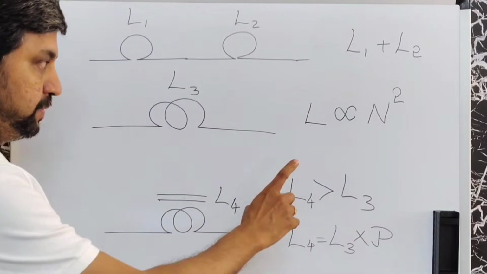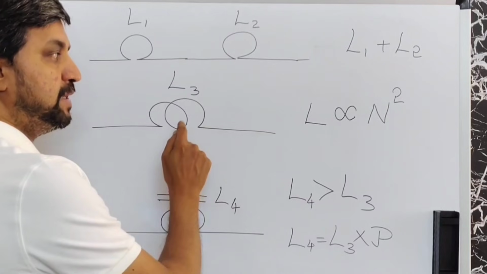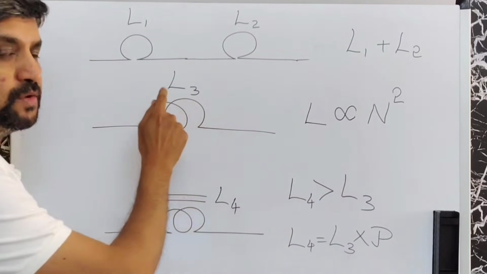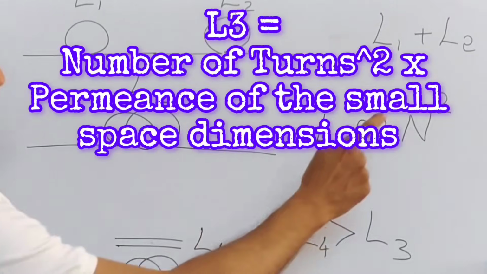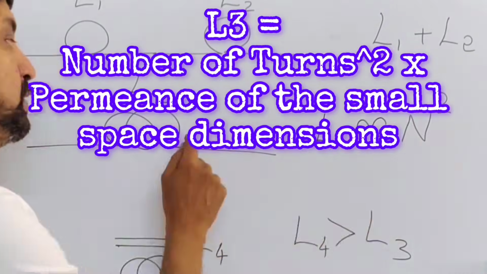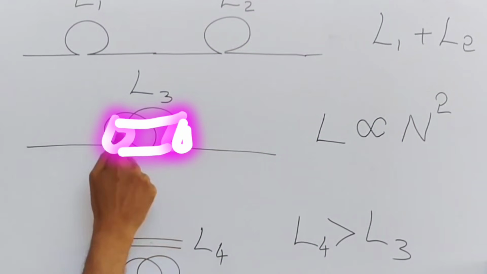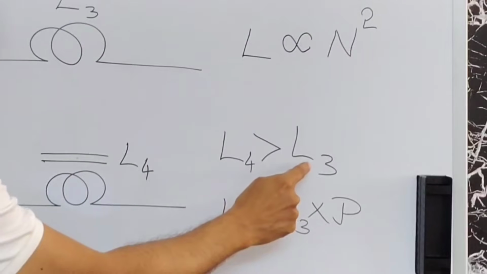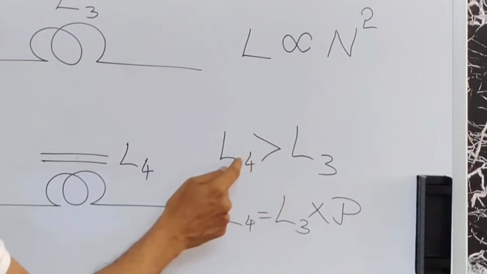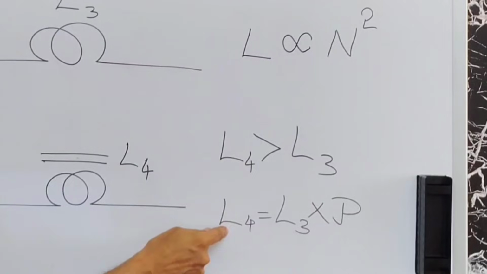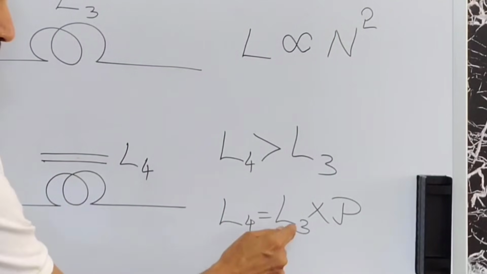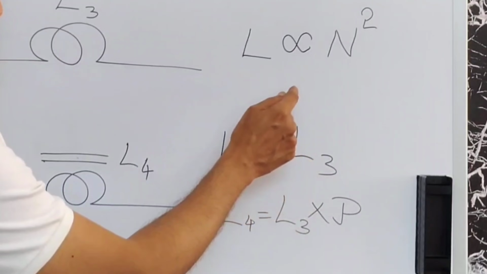Now I told you that inductance L3 is proportional to the number of turns of the coil. But what is the value of this L3? Number of turns multiplied by the permeance of the space dimension. That gives you L3. So L3 is lesser than L4, and the value of L4 will be higher by a factor of the relative permeability of the core material.